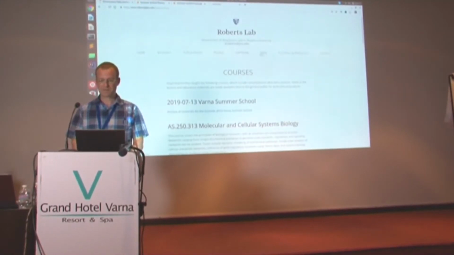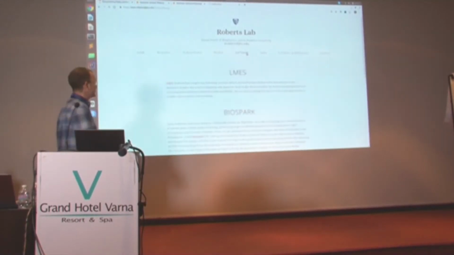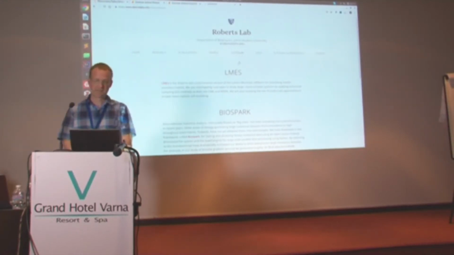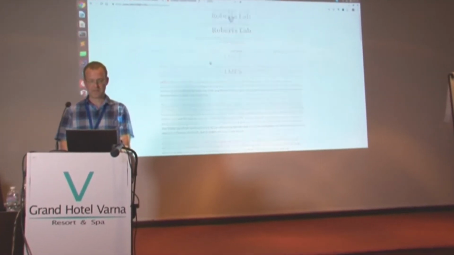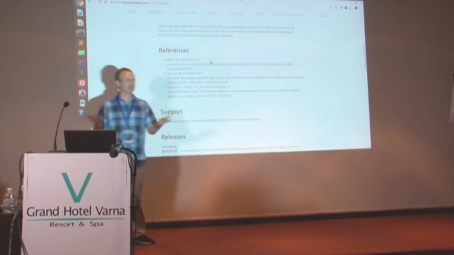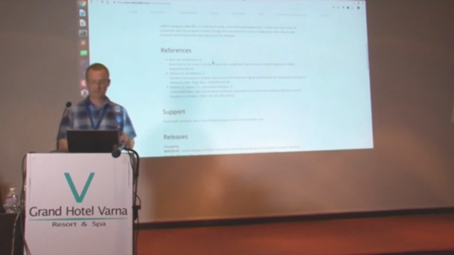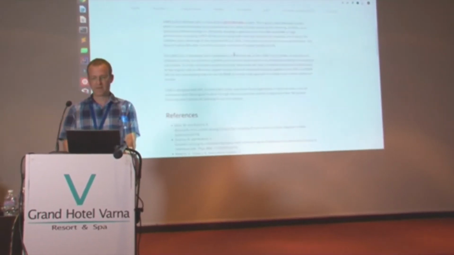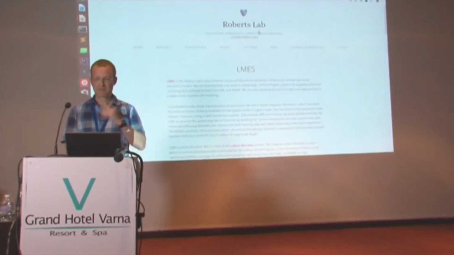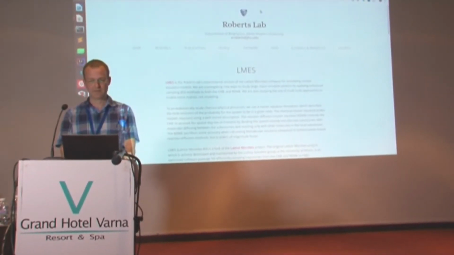And also on our website, we have all the software that we use to do these simulations. Our stochastic simulation software is this one called LMES. You can download it here. There's a VM that's set up, so you can just download the VM and run it, or you can download the code and compile it however you like. But that's what we're going to be using to do the kind of simulations we're going to talk about. So I wanted to show that before I got started.